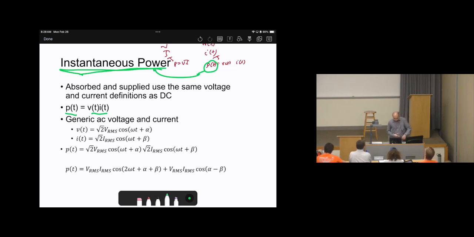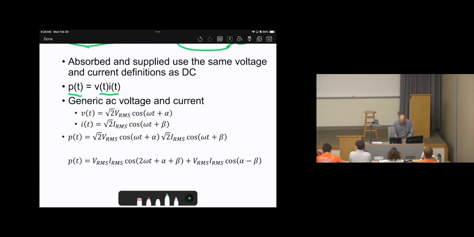Then, we know the generic expression for V of t equals root of 2 V RMS cosine omega t plus alpha. This is the RMS representation. Then, I of t, the same thing, root of 2 I RMS cosine omega t plus beta. But we use different angles, alpha and beta, to make sure that the angle of the voltage is not the same as the angle of the current. Okay?